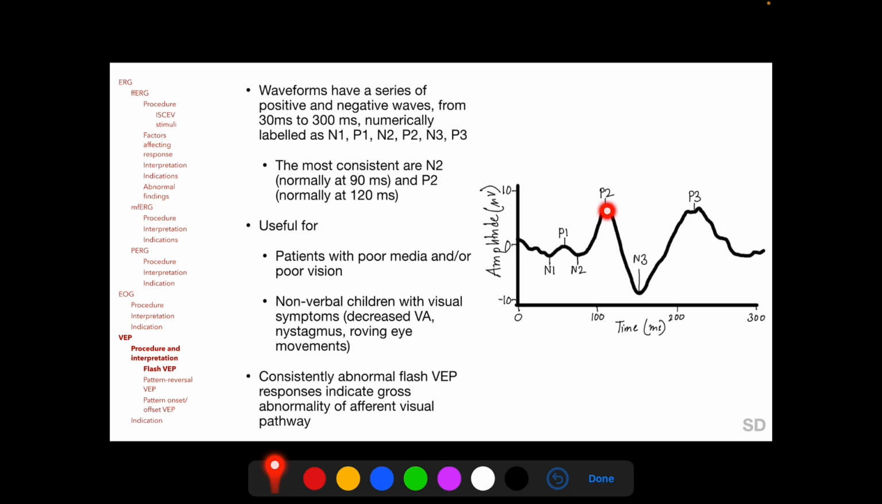Flash stimulus VEP is useful for patients with poor media and or poor vision and in non-verbal children with symptoms of the visual system such as decreased visual acuity, nystagmus, or roving eye movements. Consistently abnormal flash stimulus VEP responses indicate gross abnormality of the afferent visual pathway.